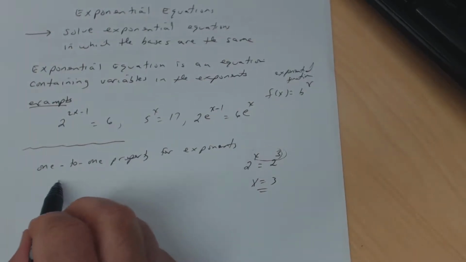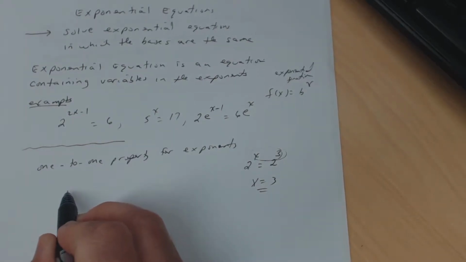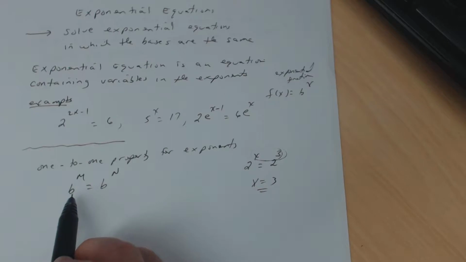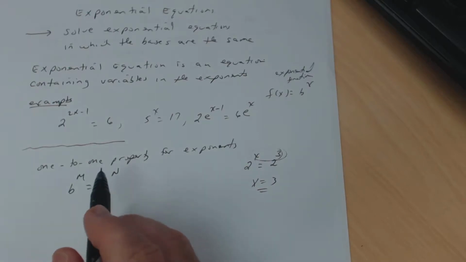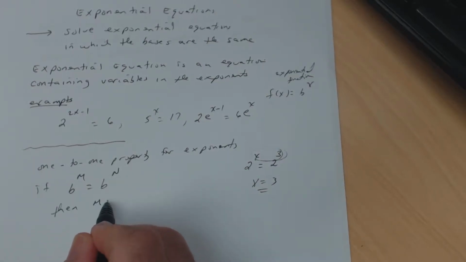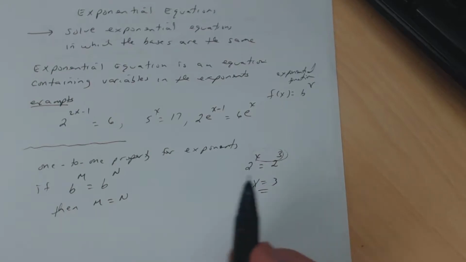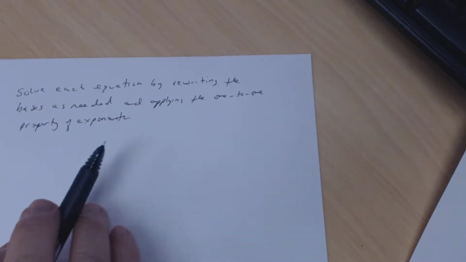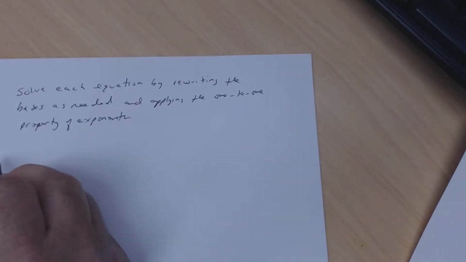The one-to-one property basically says this: if you have b to the m equals b to the n, so the bases are the same, then the exponents have to be equal to each other. If this is the case, then m must equal n. All right, let's do some examples with this. You must always read the directions carefully. The directions say: solve each equation by rewriting the bases as needed and applying the one-to-one property of exponents.